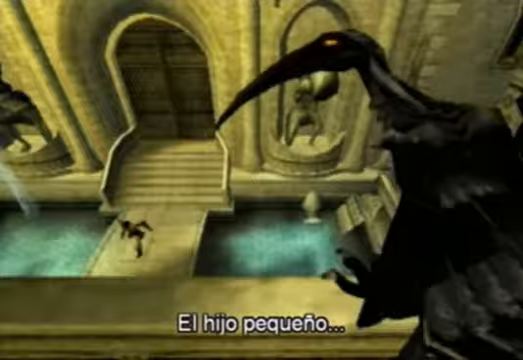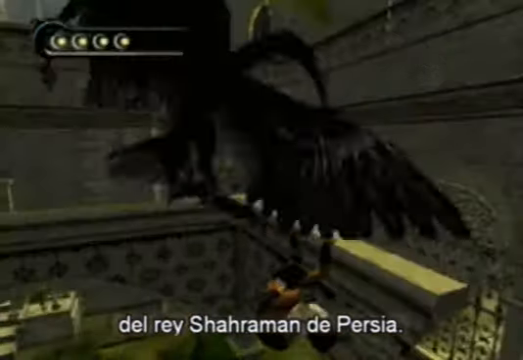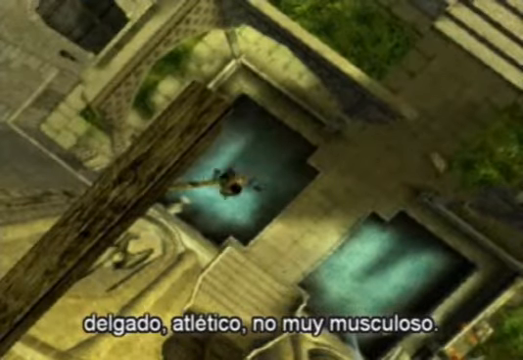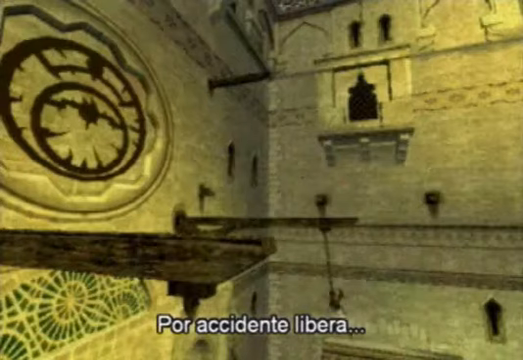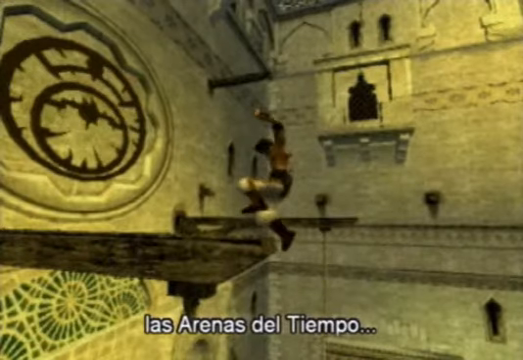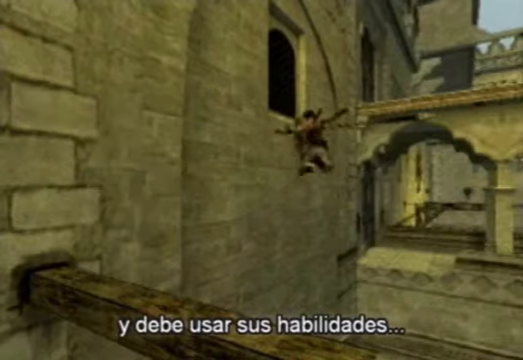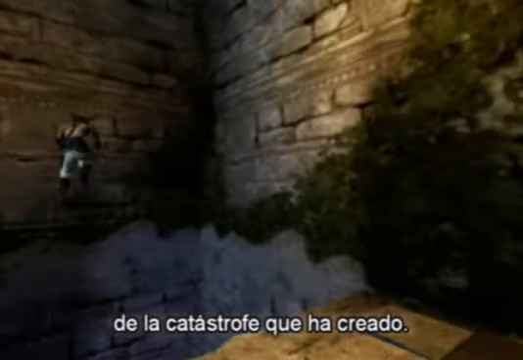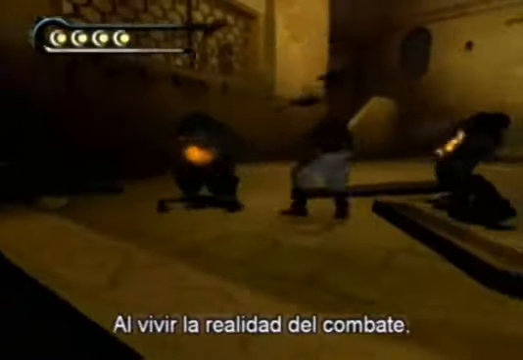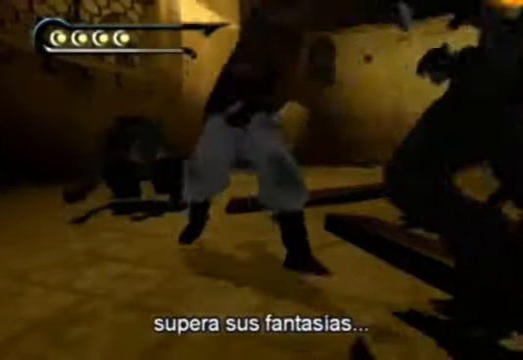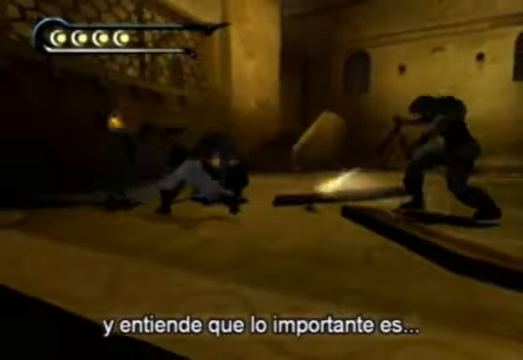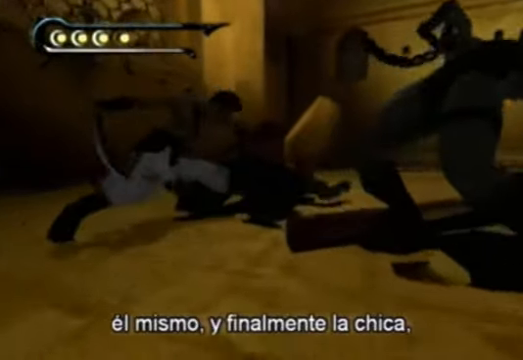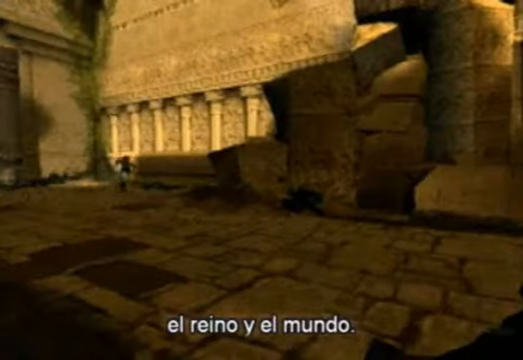The youngest son of King Shahriman of Persia. Our hero is of medium height, slim, athletic, and not muscle-bound. He accidentally unleashes the sands of time and must use his wits and agility to save the kingdom from the catastrophe he has created. Faced with the bloody reality of combat, he outgrows his fantasies and realizes it is all about one thing: survival. His own, and eventually that of the girl, the kingdom, and the world.